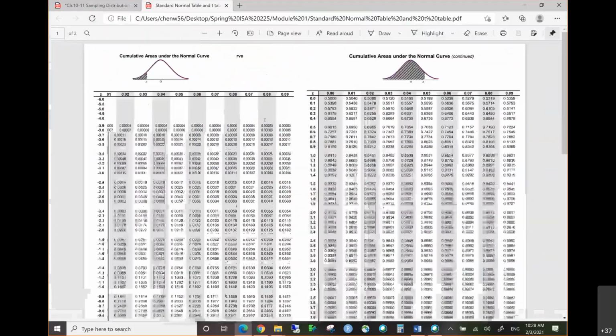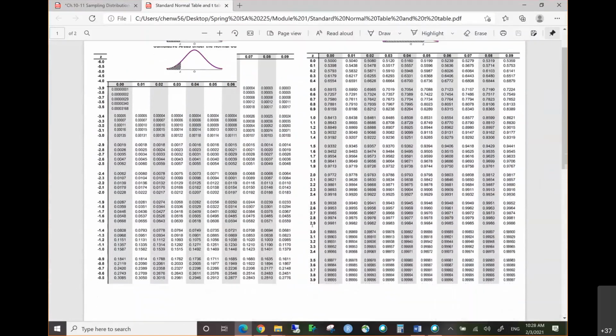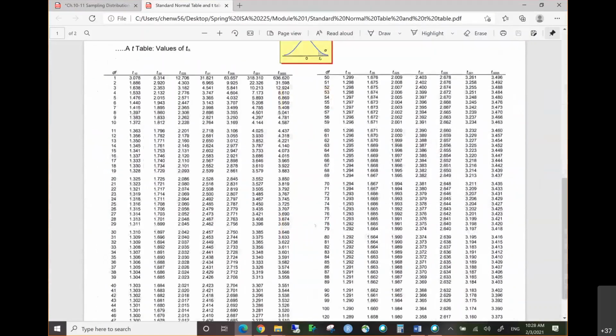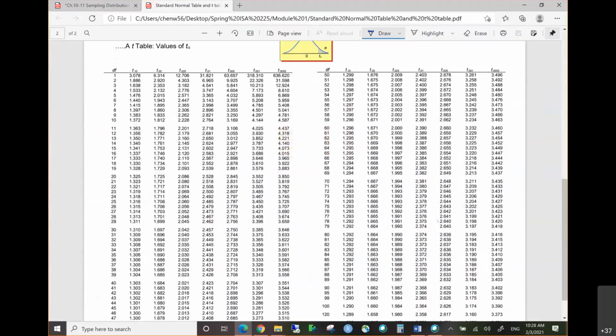Right, so the first page of our table is our Z table. We need to go down to our T table. So next page is our T table. All right, so let's review a little bit for the T table. The vertical axis is the degree of freedom, right? The x-axis is our alpha over 2, right?